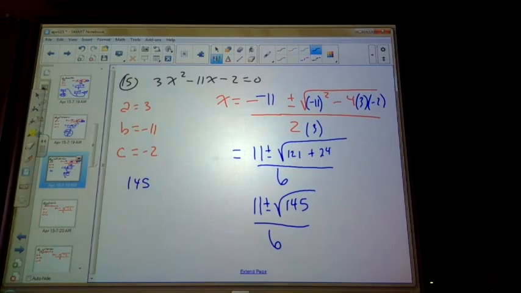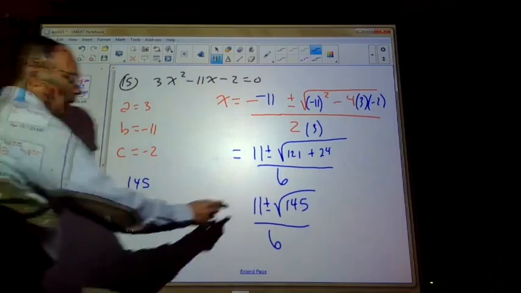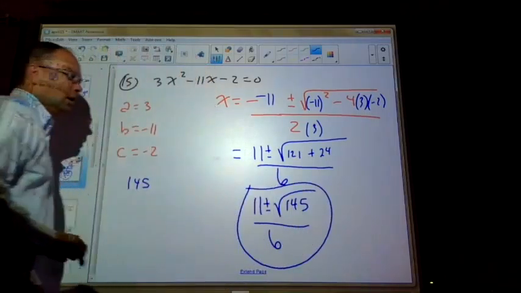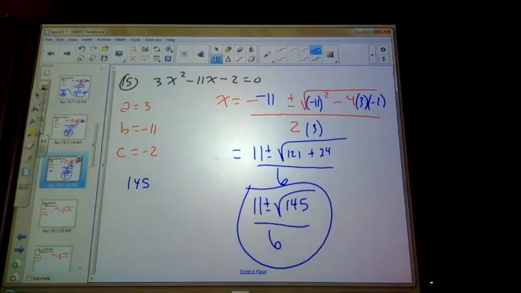That doesn't work. After that, 64 is not going to work. And now I think we're too big because now we're at 81, so that's 162. Nope. So this is our final answer. How many answers is that? 2. 11 plus root 145 over 6 and 11 minus root 145 over 6.